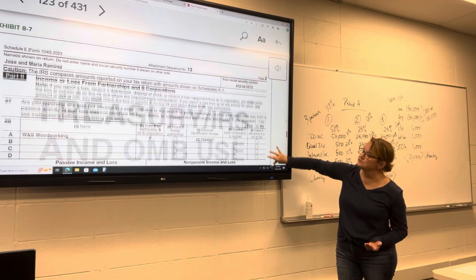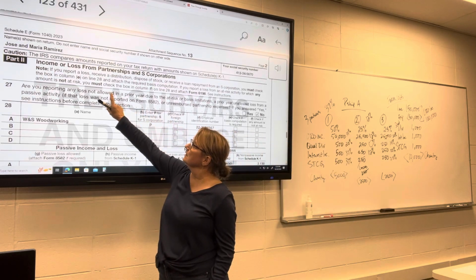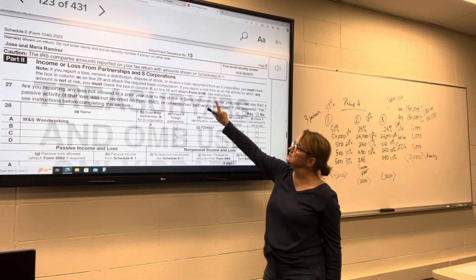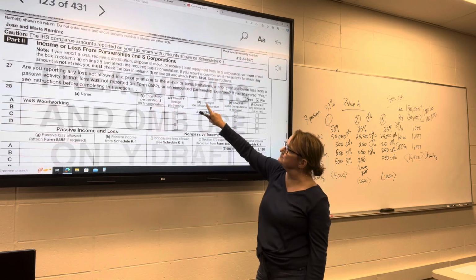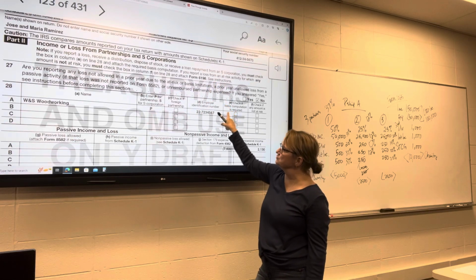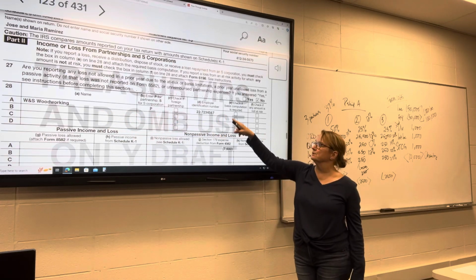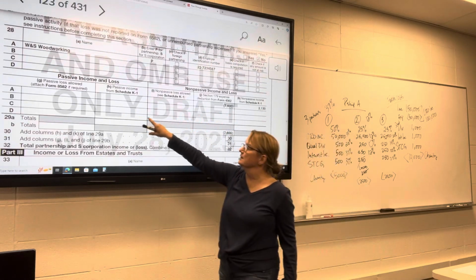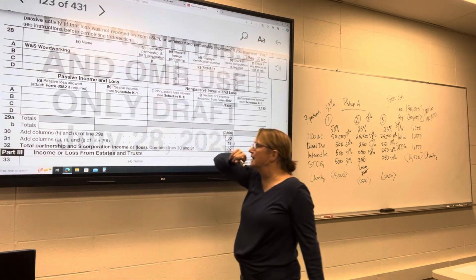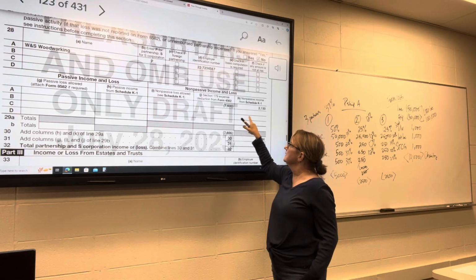So this is what the K1 looks like. This is where the K1s are reported on the schedule. This is page 2 of the Schedule E, by the way. And there's a spot for income or loss from partnerships and S corporations. Name of the partnership. Is it a partnership or an S corp? EIN, and then information about down here. I think you've got one of these in your tax return problem.